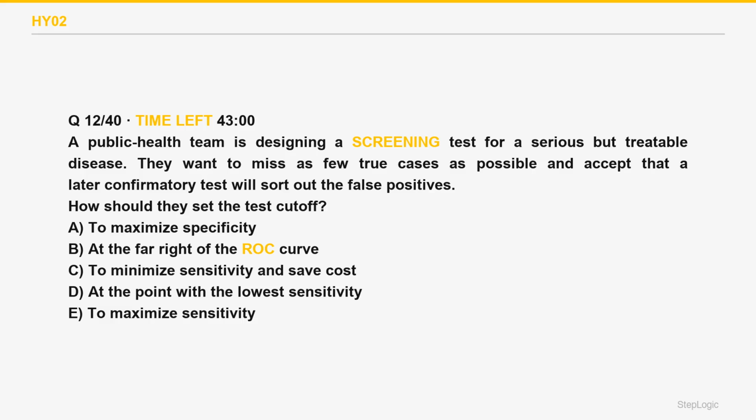How should they set the test cutoff? A public health team is designing a screening test for a serious but treatable disease. They want to miss as few true cases as possible and accept that a later confirmatory test will sort out the false positives. Read the command: how to set a screening cutoff. Screening must not miss cases, so favor sensitivity.